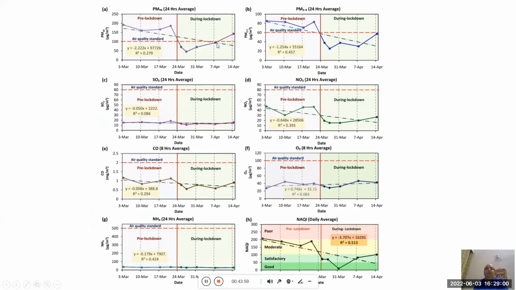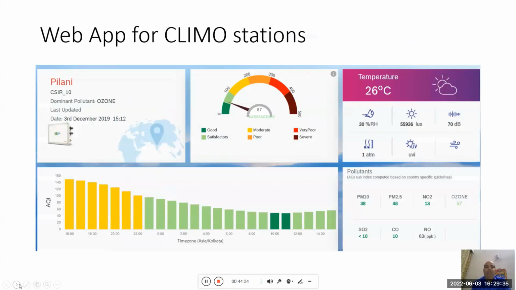And now since the lockdown Unlock 5 has started, it's again going high. It's bad news for us, but this is the 24-hour average for PM10, PM2.5, NO2, SO2, CO, O3 and all. And this is the overall national AQI, which says that during lockdown we were completely in the good zone. We were breathing fresh air at our home, though we were afraid of COVID and all, but nature was blooming.